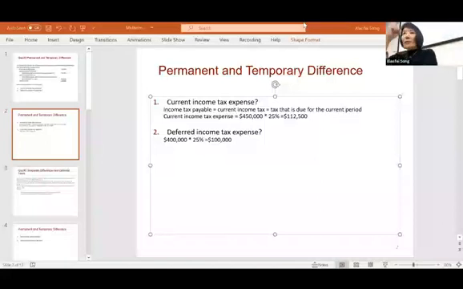Say two options. Under the deferred or future tax approach, that's the approach we use to determine deferred tax. Deferred tax asset or liability is determined first, and then deferred tax expense or benefit. So that's one option.